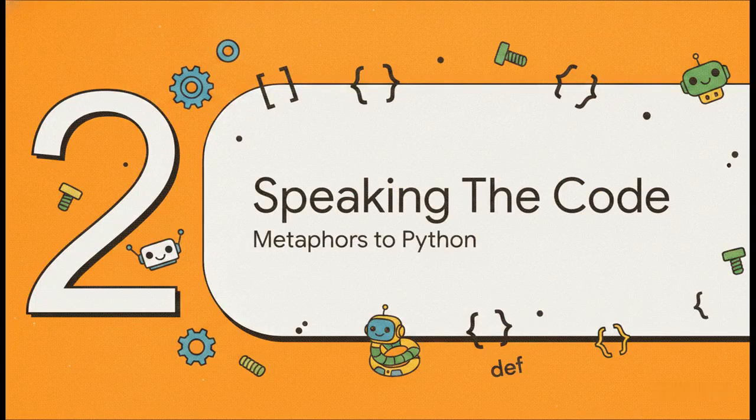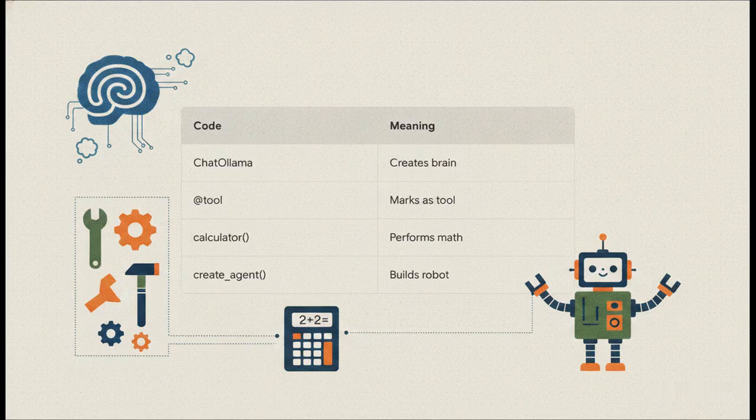Section 2. Speaking the code. Translating our metaphors right into Python. This is practically our cheat sheet. It maps our conceptual anatomy directly to LangChain code, completely demystifying the programming. Creating that brain, we just use ChatOllama. Building the manager robot, we call create agent. We have a standard Python function called calculator that does the math, and we package it up simply using tools equals calculator. It is just a perfect one-to-one mapping.